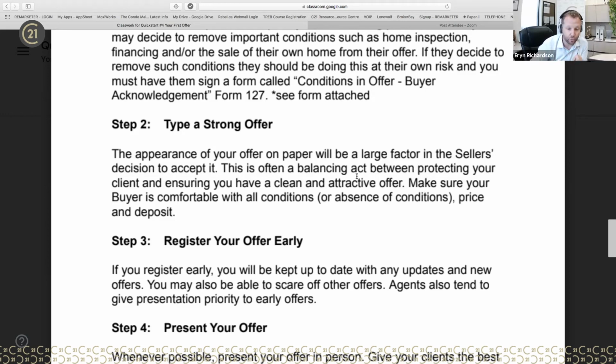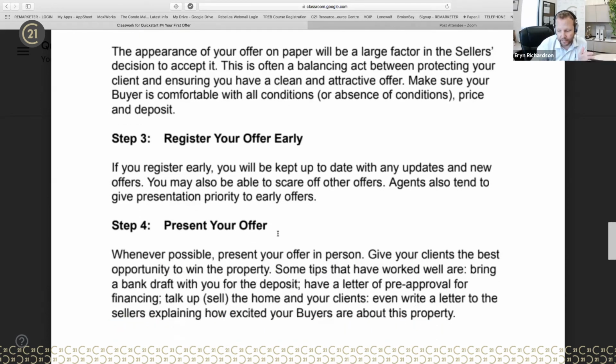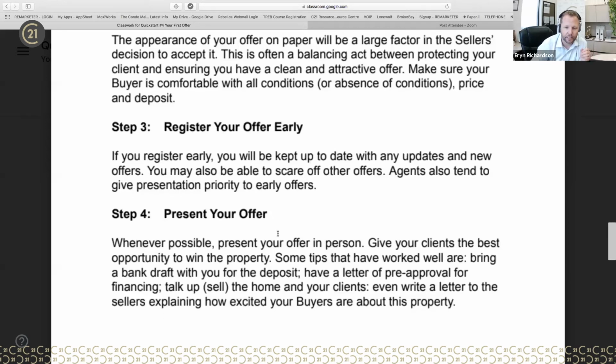Okay. So register the offer early. We talked about that already. Present your offer. Again, we've talked a lot about that. In person's best. However, presentation is how you win multiple offers. Great price, great conditions. We've seen our client or our agents send pictures of their clients with their family and the dog, handwritten notes, begging them to take their offer, telling them how much they want to be in there. To win an offer nowadays, when there's 26 offers, you're going to need to pull out all the stops.